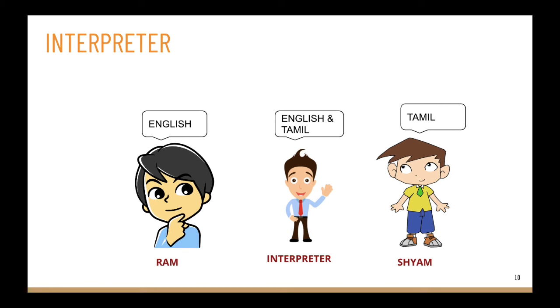If communication is to take place between Sham and Ram, how will it happen? With the help of an interpreter. Let's say Sham says something in Tamil. The interpreter will convert it into English. Then Sham will say the second line, and the interpreter will translate it into English so that Ram can understand. One thing to note here is that the translation is happening line by line. The interpreter is helping in translation.